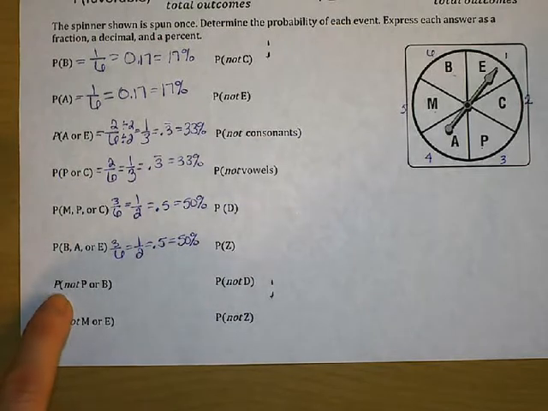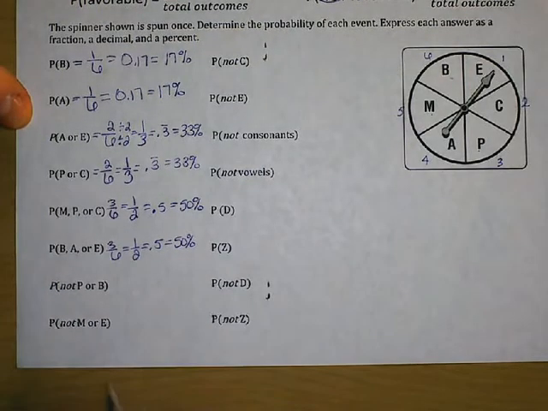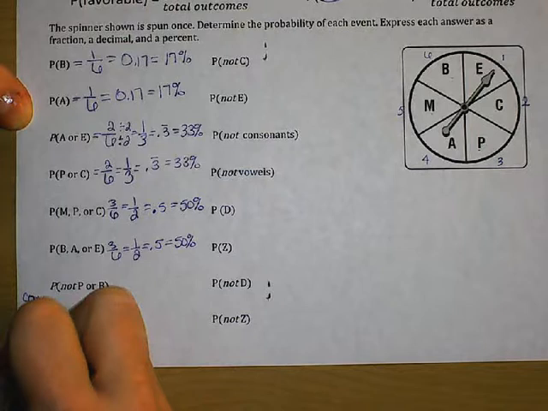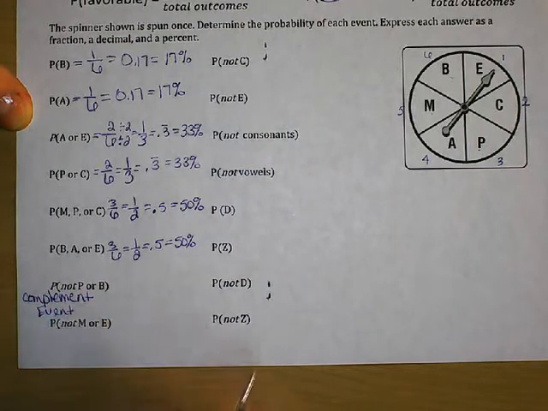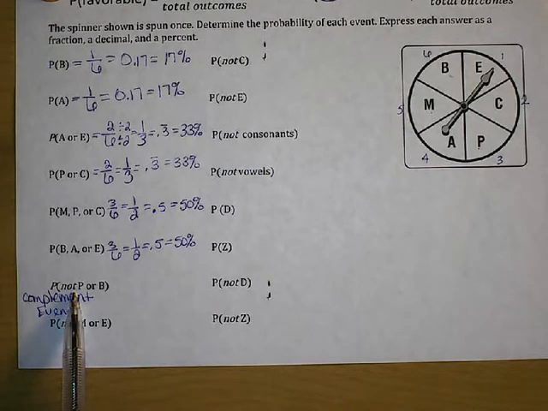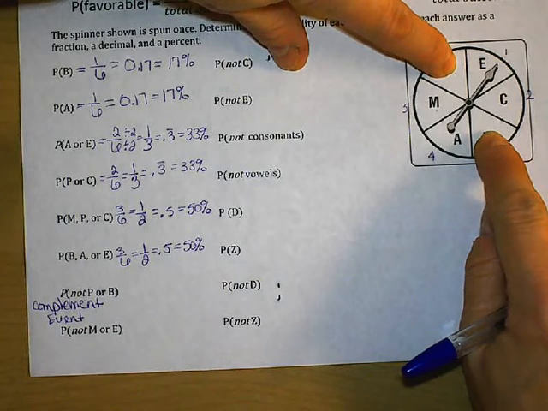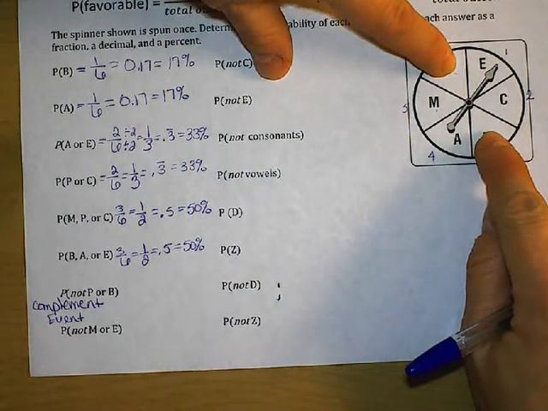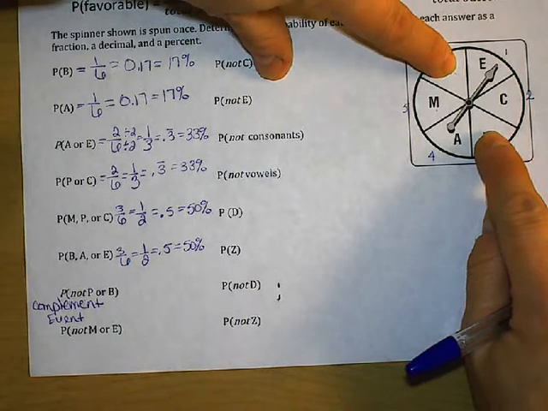Well, let's take a look at finding the probability of not P or B. And remember, these are called complement events. I'm going to write that down. That is a complement event. So I have to look at the P or B and go, all right, well, there's 2 of those. So if 2 out of 6 are P or B, then how many of them are not P or B? You were absolutely correct. 4 of them are not P or B.